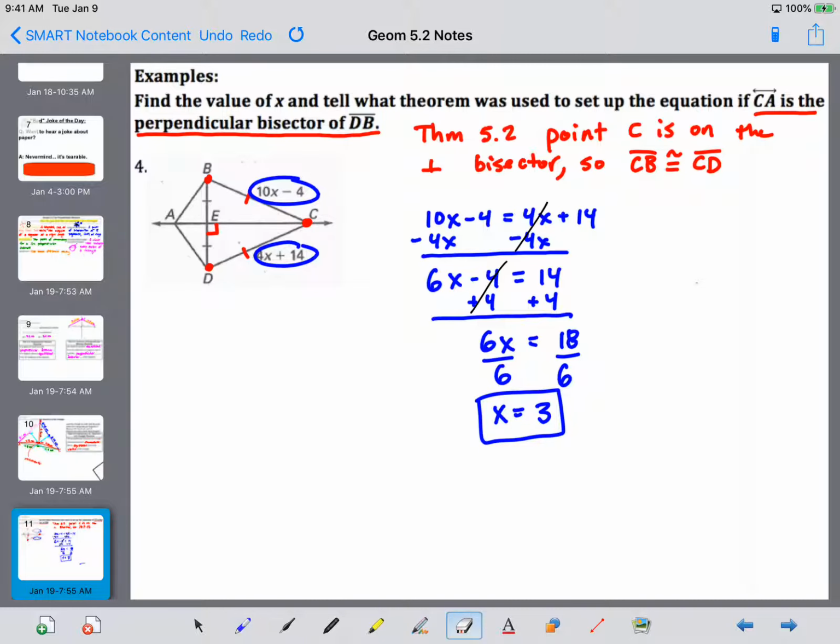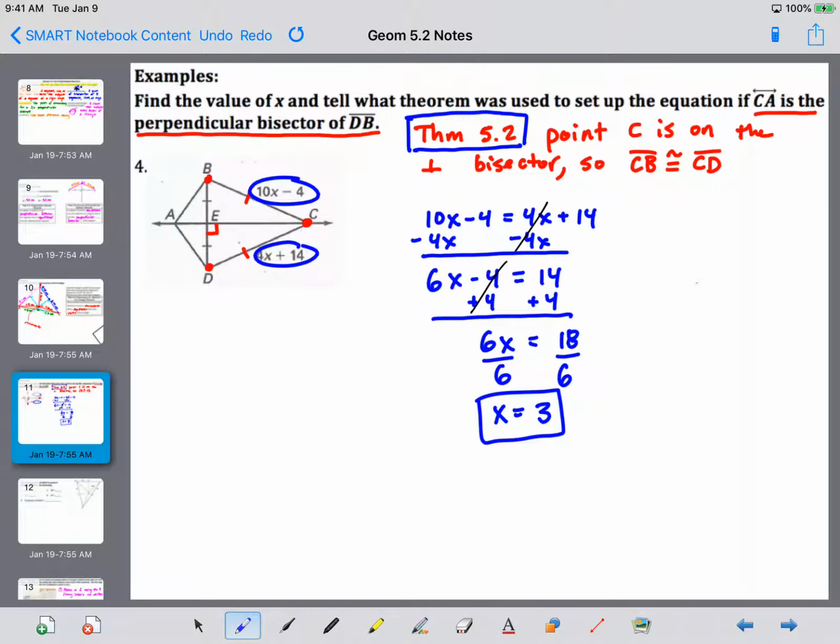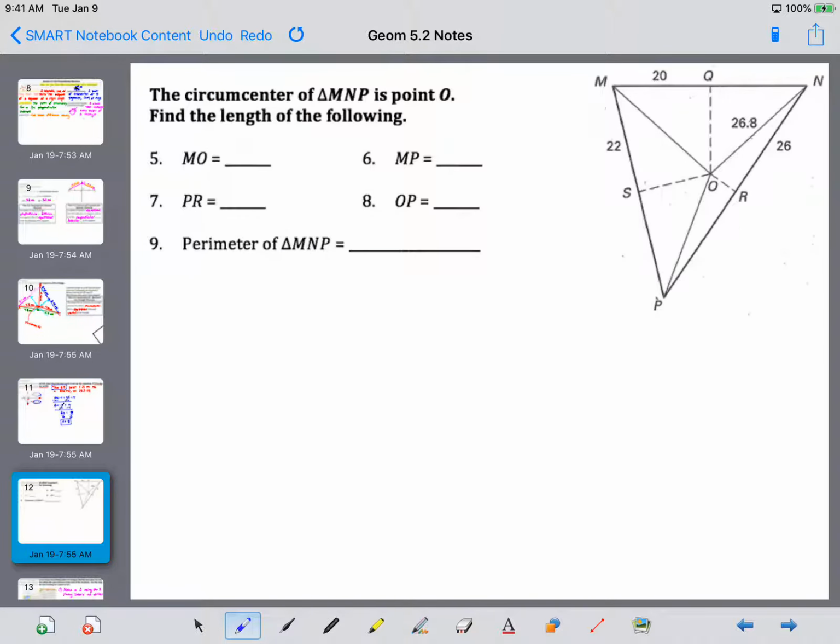All right, so we found the value of x, and we found that theorem 5.2 was the theorem that we used. Okay, so let's do one more example using that next theorem. So they tell us in this figure here, the circumcenter of triangle MNP is O. All right, find the length of the following.